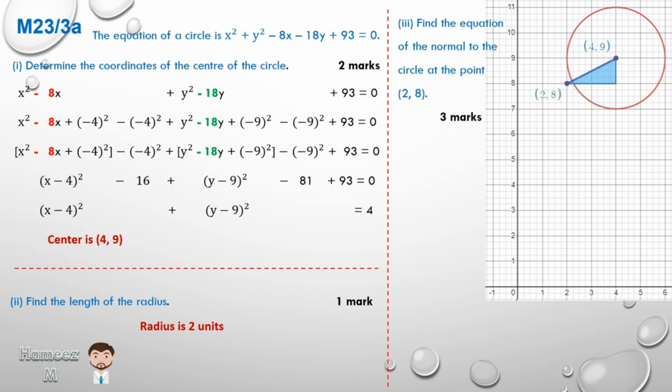So let's bring up a triangle where we can see that if we're moving from the left at (2, 8) to the center, (4, 9), then we're moving 2 units to the right. So we can say the change in x values is equal to 2.